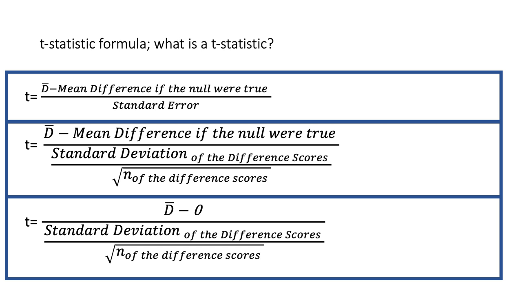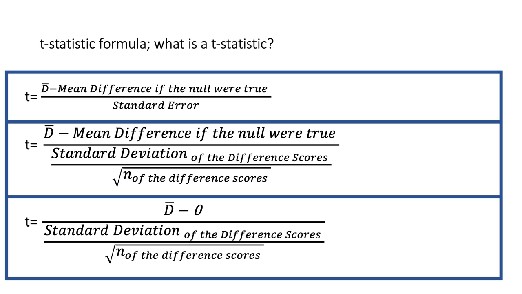So t-statistic, the idea, same thing. Right? Like our sampled mean difference minus the mean difference if the null were true divided by standard error, except now our sampled mean difference is represented by the average of the difference scores, which is the same thing. So in the second equation, I've blown up the standard error. So the mean of the difference scores minus the mean difference if the null were true divided by standard deviation of the difference scores divided by the square root of n of the difference scores.